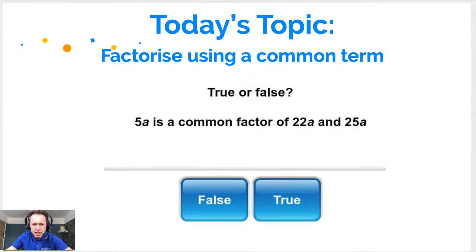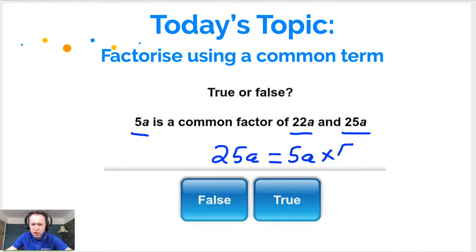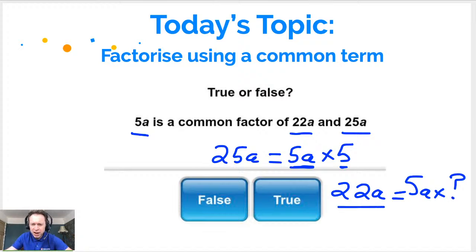This is asking you, is 5a a common factor of 22a and 25a? Well, if I want to make 25a, I can certainly make that by doing 5a multiplied by 5. So 5a is a factor of 25a, and 5 is a factor as well. But if I wanted to make 22a, and we only use whole numbers when we're factorising, we're not going to use decimals or fractions. If I do 5a, I can't times by a whole number to make 22a. So 5a is a factor of 25a, but it's not a factor of 22a. So the answer is false.